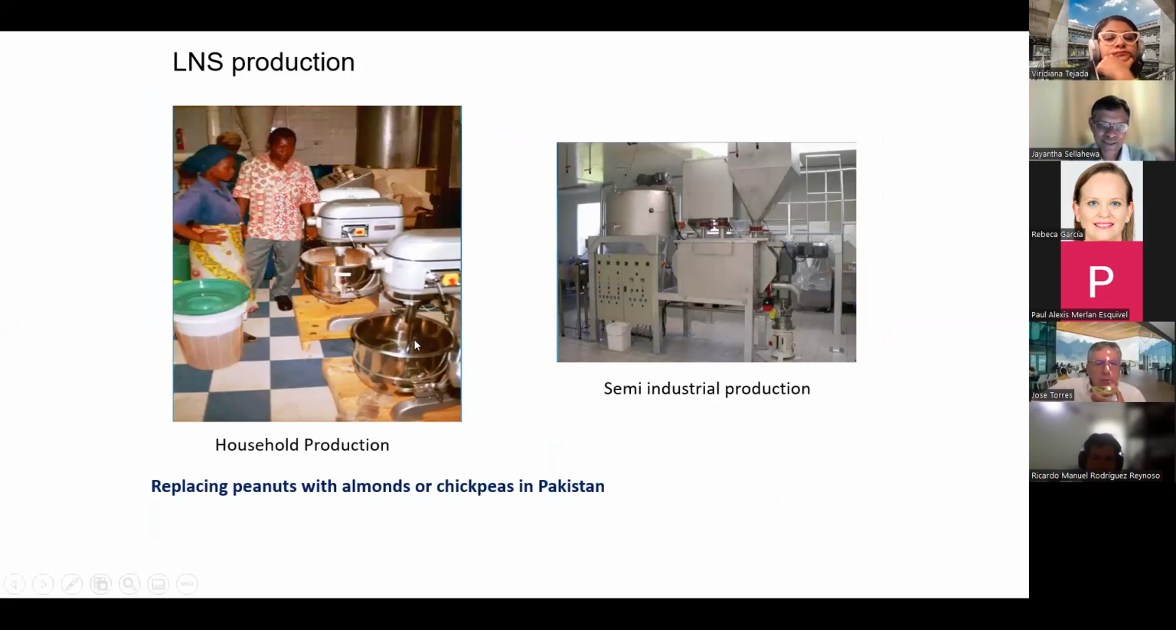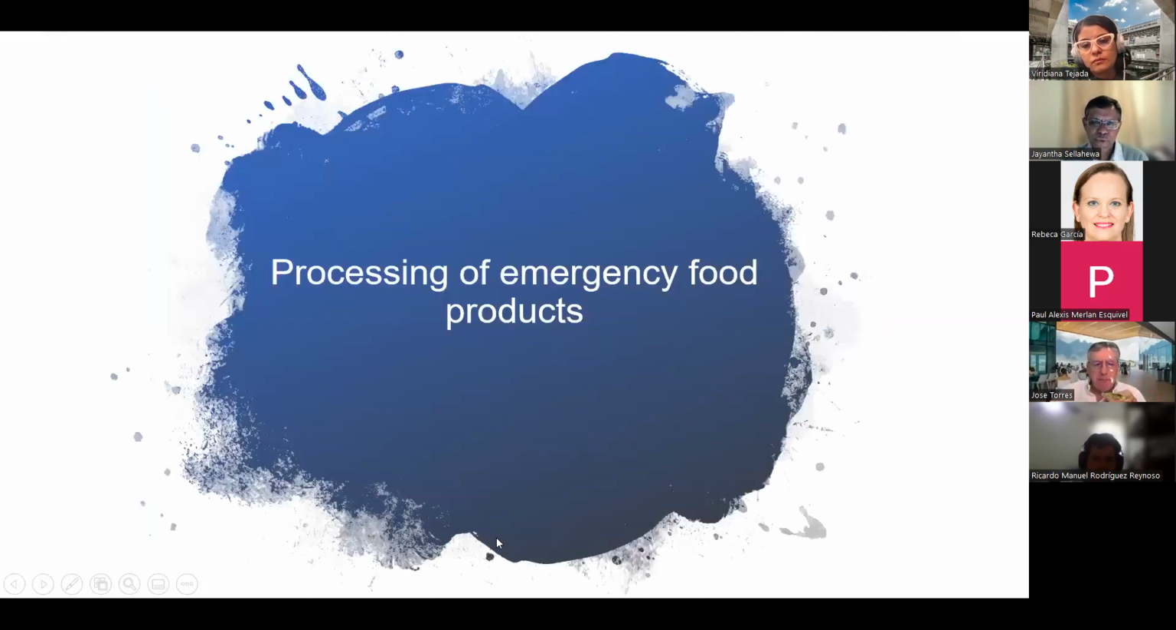All you need is some kind of a mixer and size reducing equipment, or it can go all the way to semi-industrial production. And in some countries, the traditional use of peanuts has been replaced by almonds or chickpeas. So let's now move into the processing of this product. This is closer to our interests.